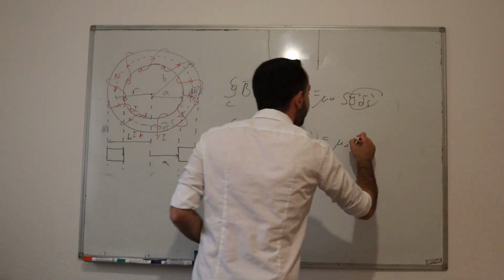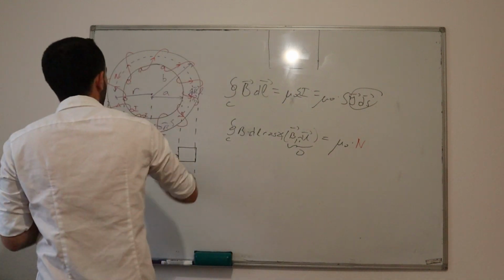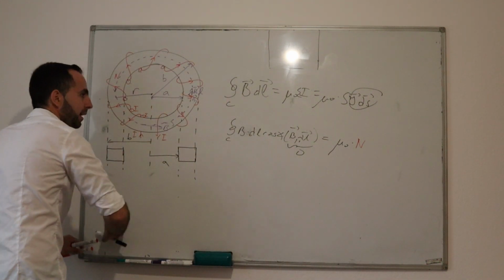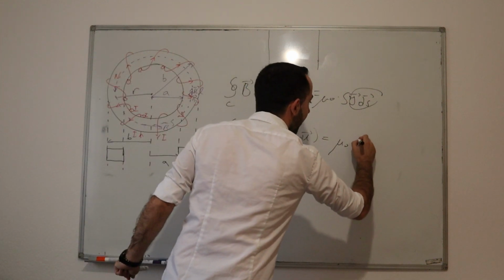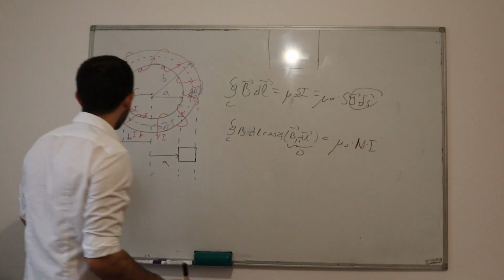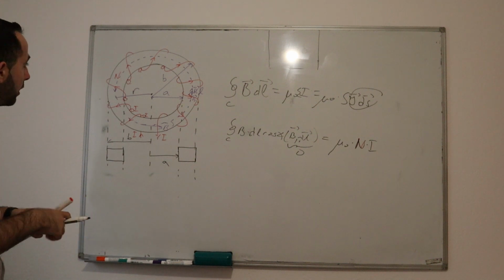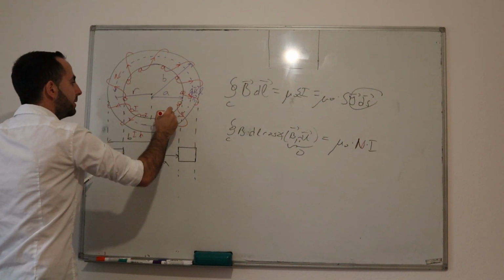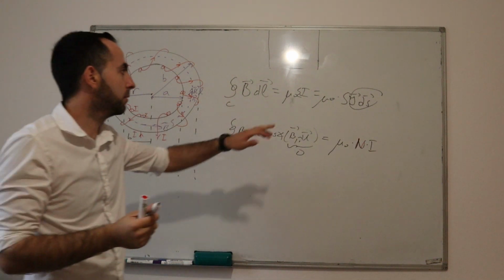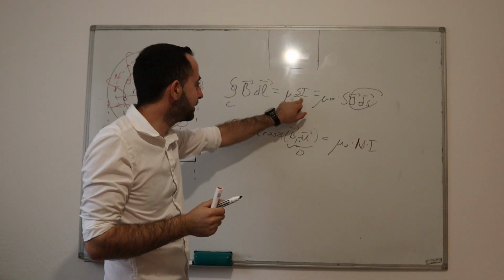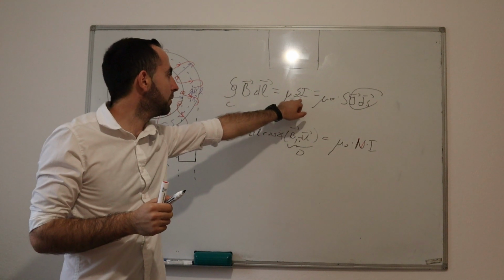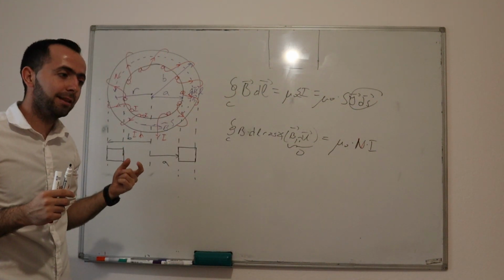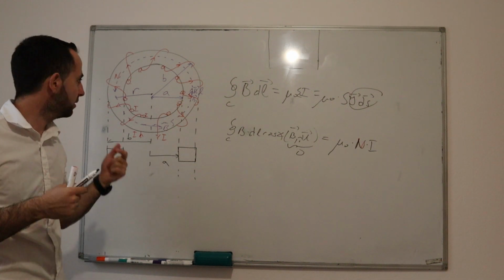Well, I have n, because I have n loops of my conductor. It means that the sum of our current is actually n times I, because the current is the same for all and I have n I's. Very important thing is that this is an algebraic sum, which means you must take in consideration plus and minus, the direction of currents.